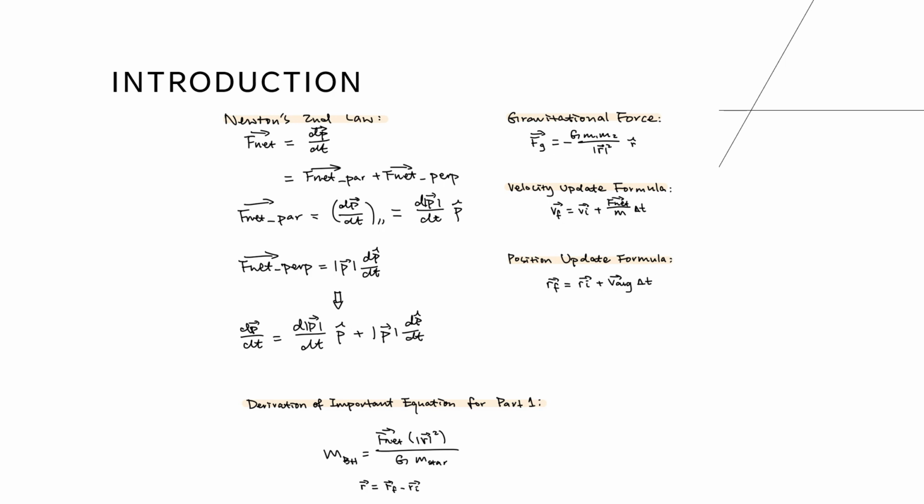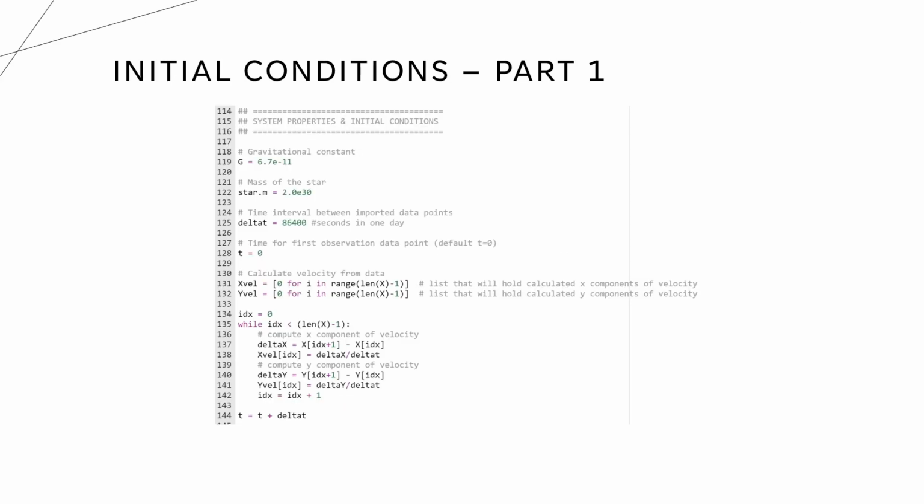In part 2 of the lab, we'll be using the velocity and position update formulas, where Vf is equal to Vi plus F net over mass times delta t, and Rf is equal to Ri plus average velocity times delta t. So in part 1, we're tracking the star's motion to find the net force on the star, and given the mass of the star, to estimate the mass of the black hole. Delta T is 86,400, by multiplying 24 times 60 times 60 to find the number of seconds in a day.